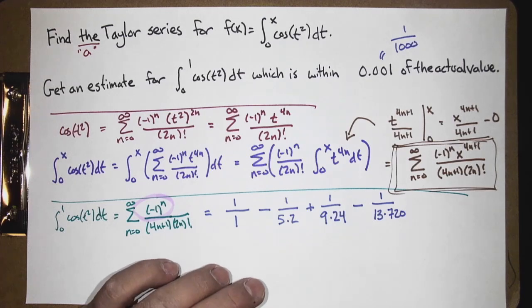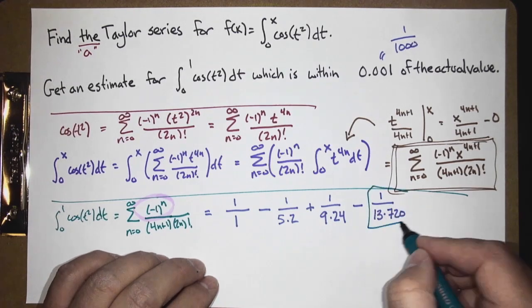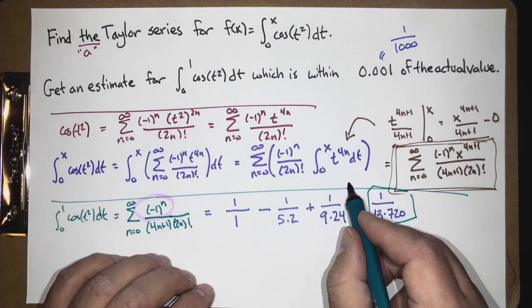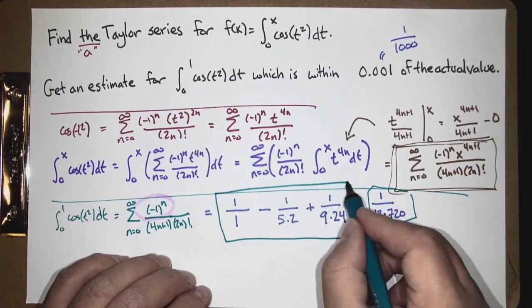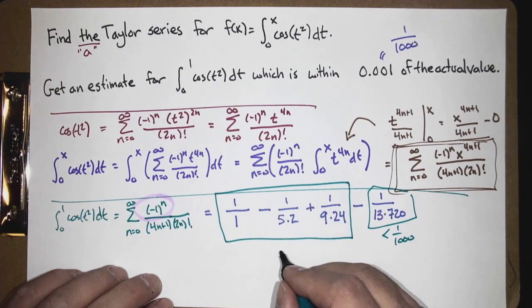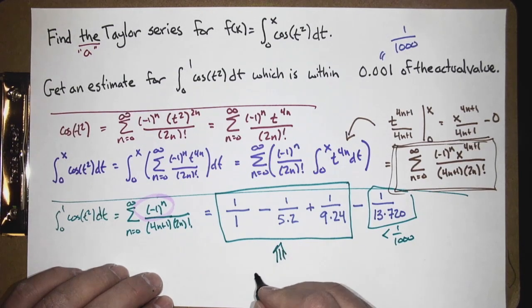Yeah, so the punchline here, this is less than 1 over 1,000, which means if we stop at that point, our error is less than the next term. So, to be within 0.001 of the correct answer, we just have to add up 3 numbers.